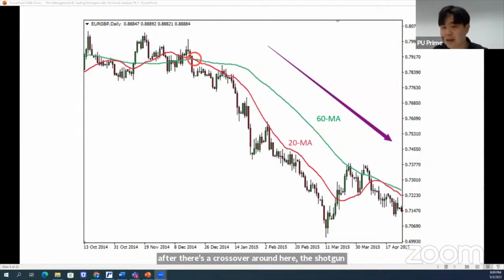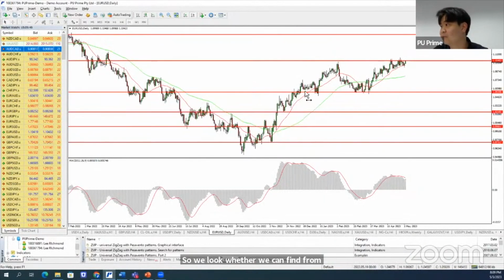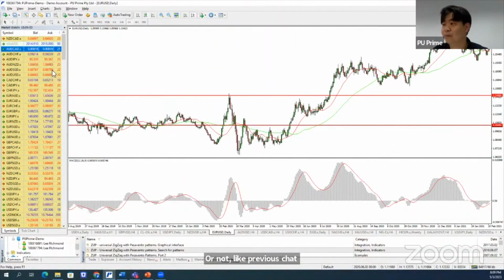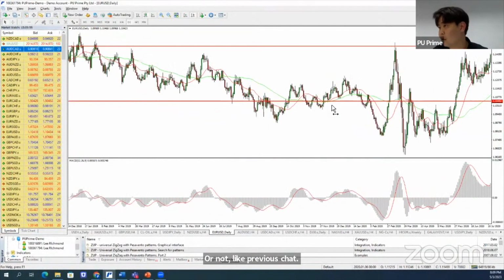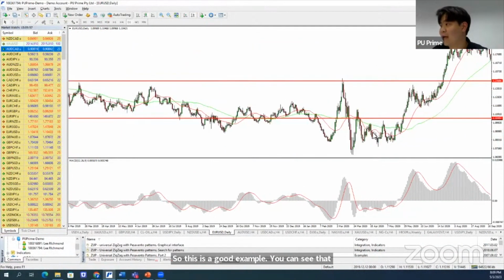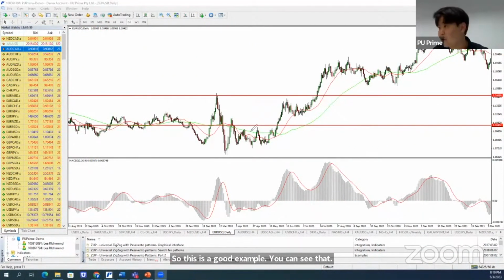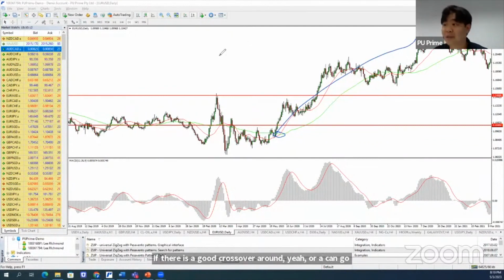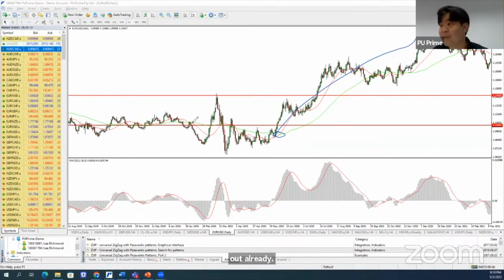So we look at whether we can find this from USD or not, like the previous chart. So this is a good example. You can see that you can identify this. Previously, the green color or the long line is above, and the short-term line is below. Then there is a good crossover around here, and the overall trend goes up already. But of course, it's not 100%. We can also see some bad examples over here.